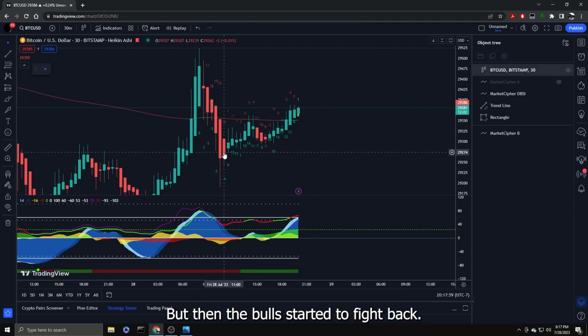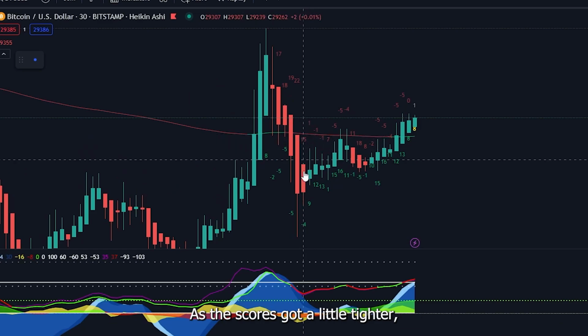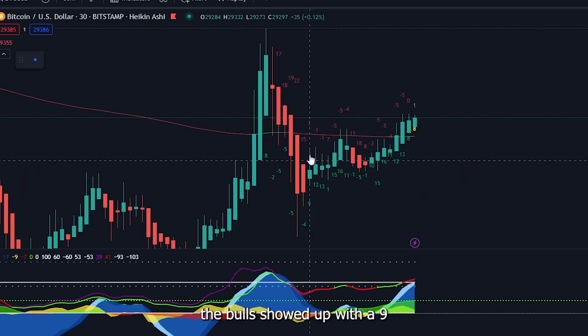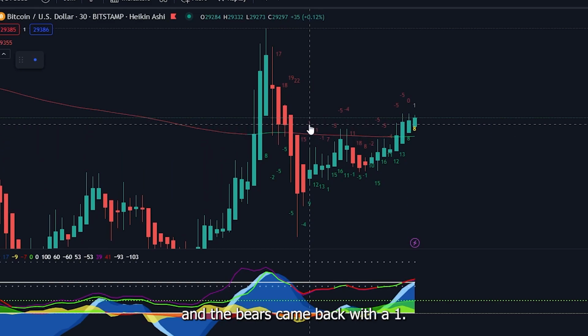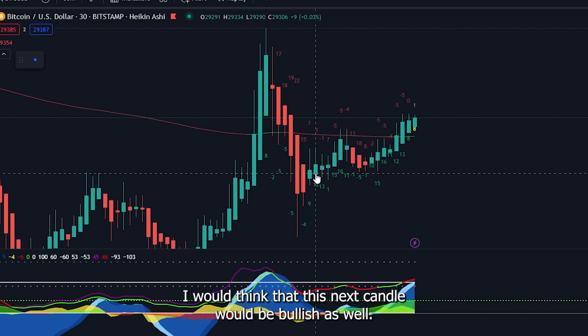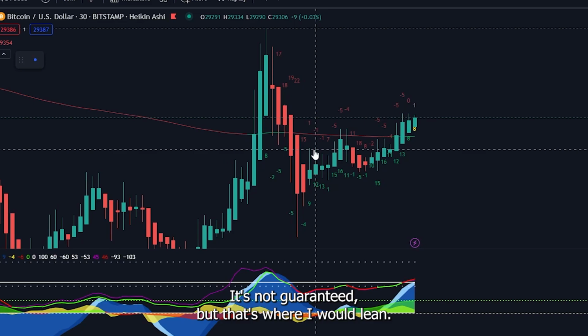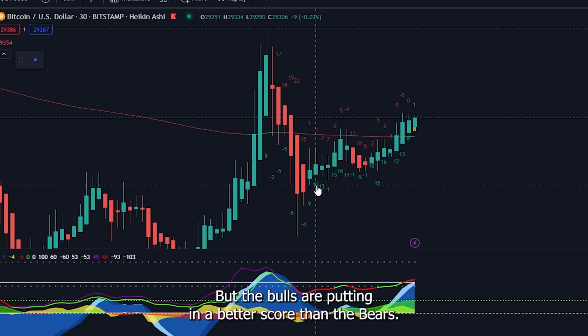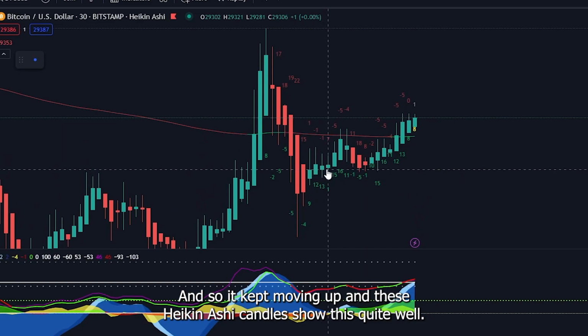But then the bulls started to fight back. As the scores got a little tighter, the bulls showed up with a 9, and the bears came back with a 1. And so the bulls are showing some life. I would think that this next candle would be bullish as well. It's not guaranteed, but that's where I would lean. And indeed, that's what kept happening for a little while. Look, the bulls are putting in a better score than the bears. And so it kept moving up.